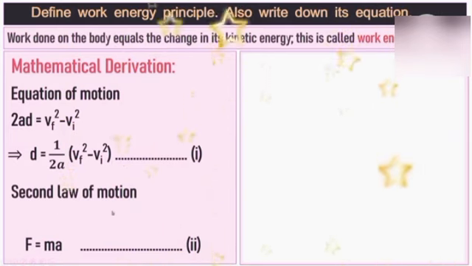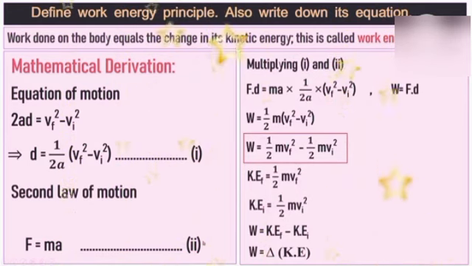We also know that second law of motion is F is equal to ma. Suppose this is equation number 2. Now we multiply both these equations. So on the left side we have F into d equals ma into 1 over 2a Vf square minus Vi square. Now we know that W is equal to F into d, so we replace F into d with W, and here this a and this a cancel each other, so we get 1 over 2 into m into Vf square minus Vi square.